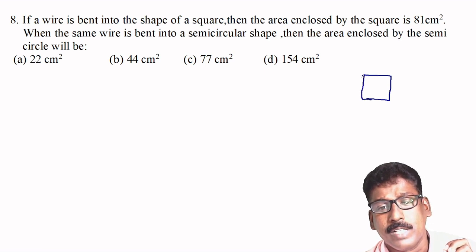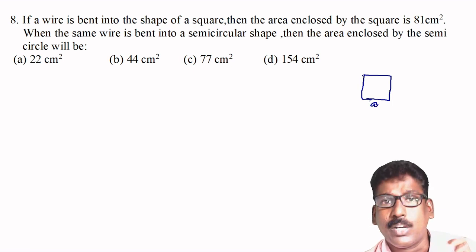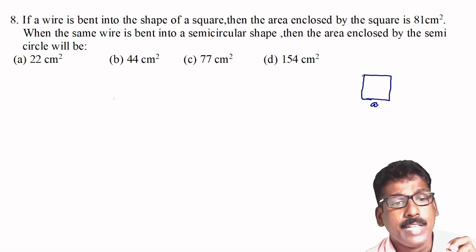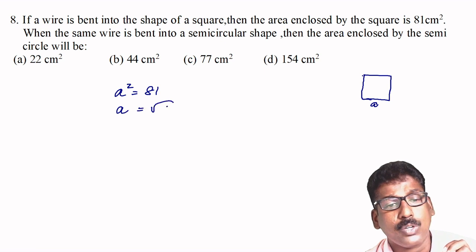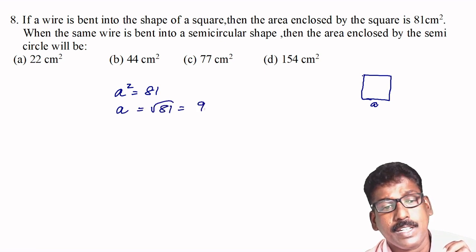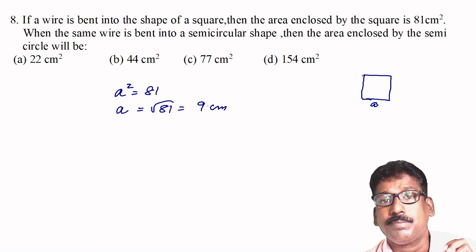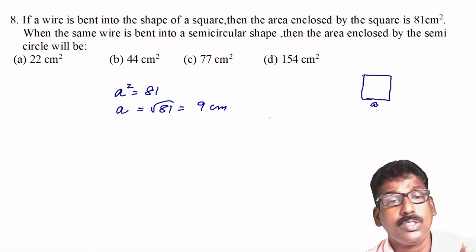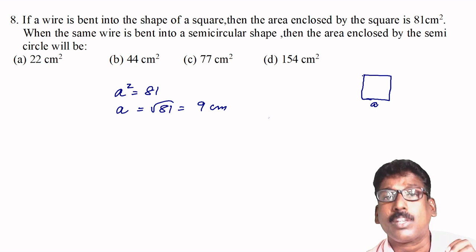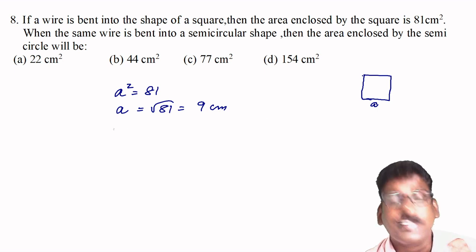Let this be the wire. Let A be the side of the square. Then you know that its area is 81 centimeter square. So A square is equal to 81 centimeter square. If it is so, A is square root of 81, that is 9 centimeter. Now the same wire is used to make a semicircular shape. So what is the length of the wire?